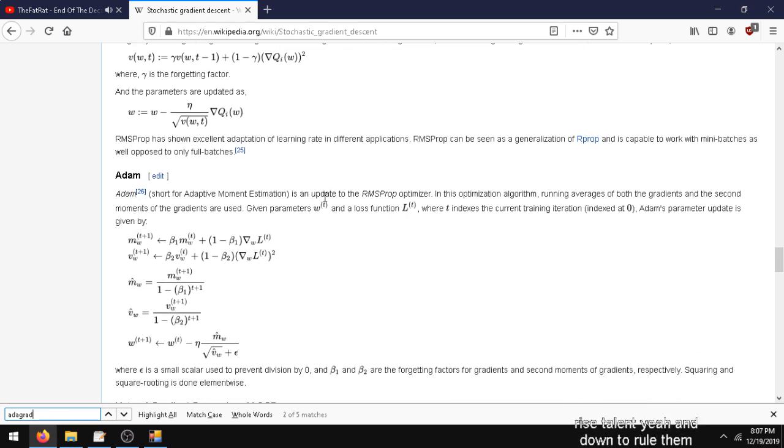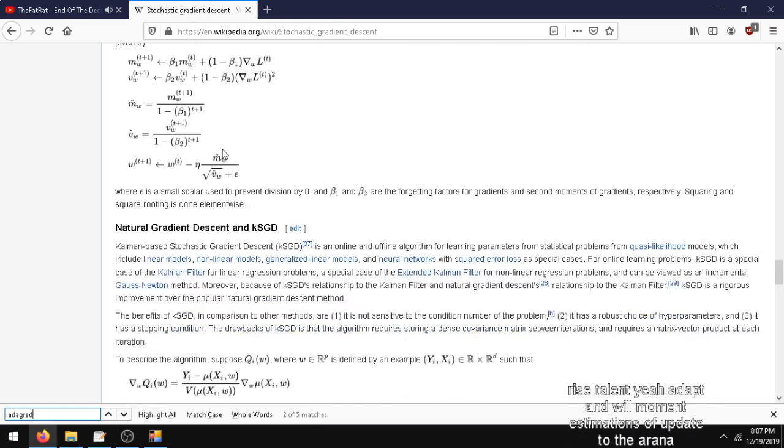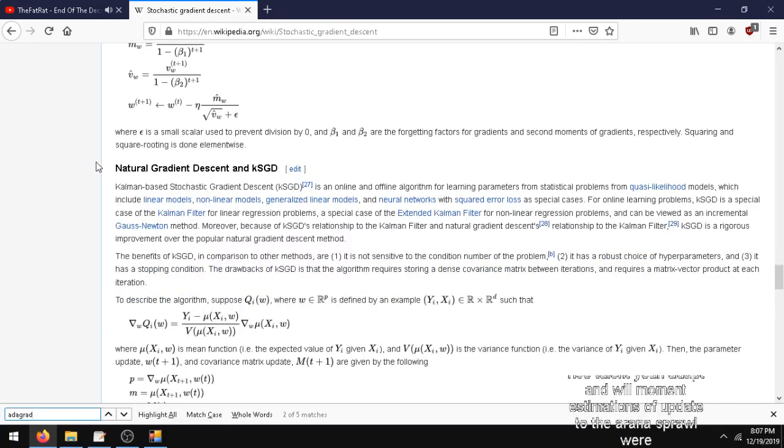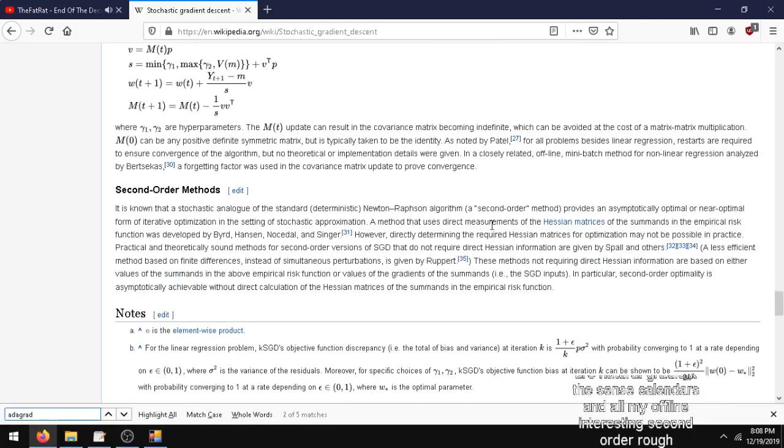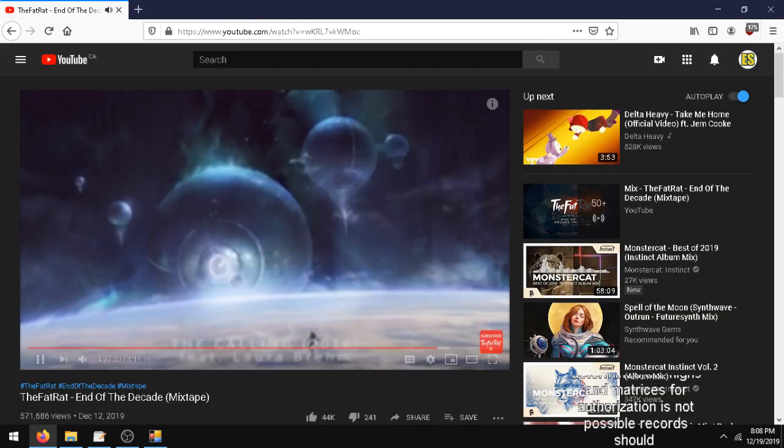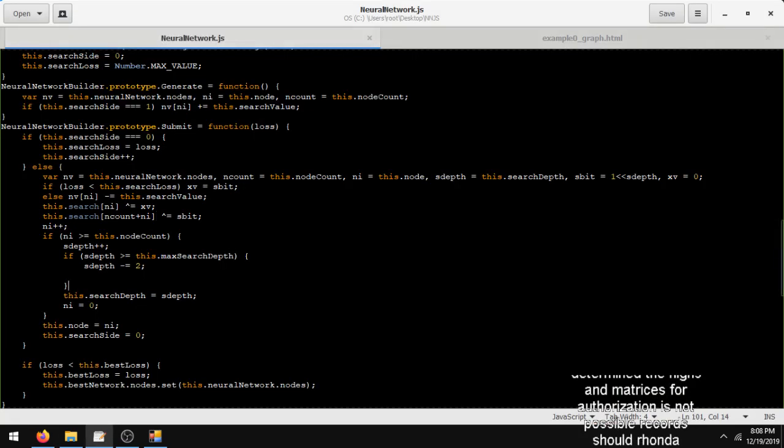Adaptive moment estimation is an update to the RMS prop. Natural gradient descent. Kalman is an online and offline. Interesting. Second order methods. However, directly determining the Hessian matrices for optimization is not possible in practice. Shit. This stuff is so complicated.